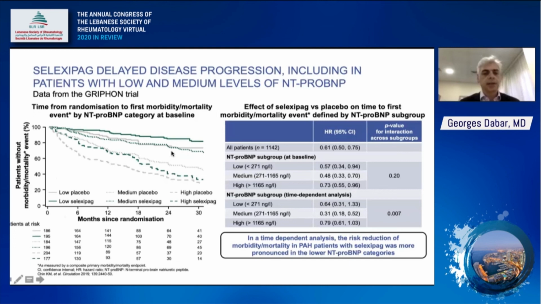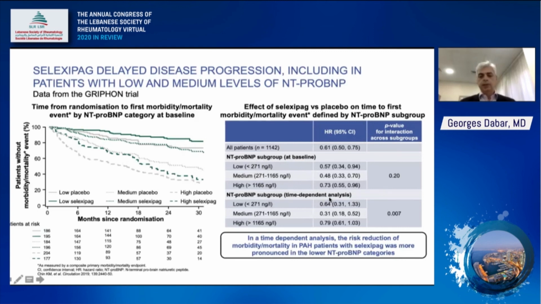Again, looking at Selexipag delaying the disease progression, looking at a patient with low, medium, and high level of NT-proBNP. And this is really from the GRIPHON, and I want you to focus on the green and gray. You have the complete lines, green and gray, dotted lines, green and gray, and intermittent lines, green and gray. And you can see that there is really a difference comparing them. And then we go to the table, and you go into the subgroup of patients with low NT-proBNP, medium and high, and you can see this is at baseline and the time-dependent analysis.